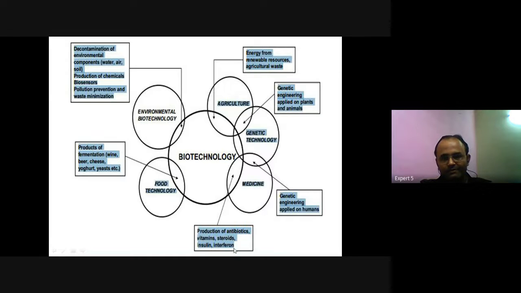In medicine, it is used for the production of different types of antibiotics, vitamins, hormones, as well as interferons. In agriculture, it is used for the production of genetically modified crops which have enhanced nutritive value or some specific character. In food technology, it is used for the production of different types of alcoholic beverages as well as dairy products. In environmental biotechnology, it is used to control or degrade pollutants.